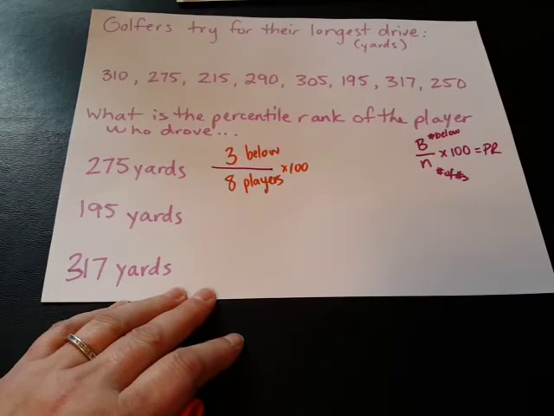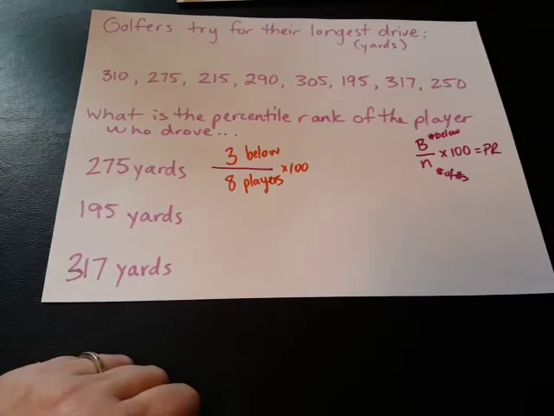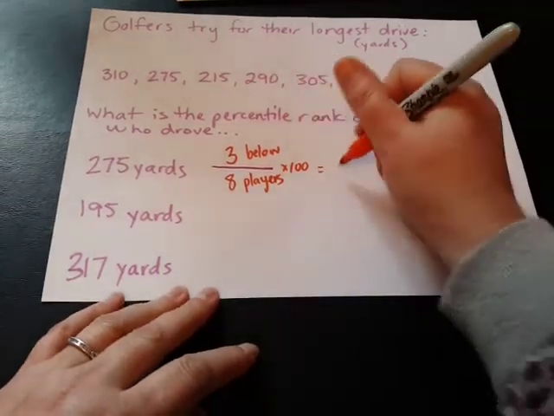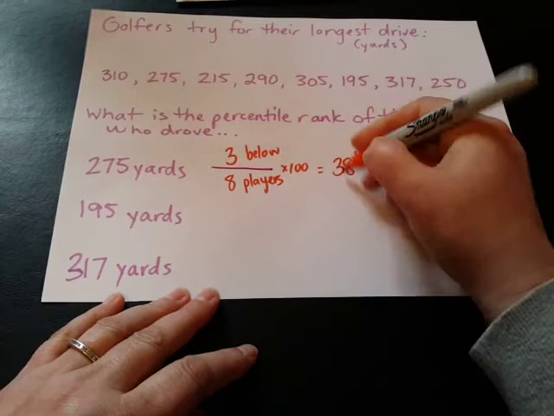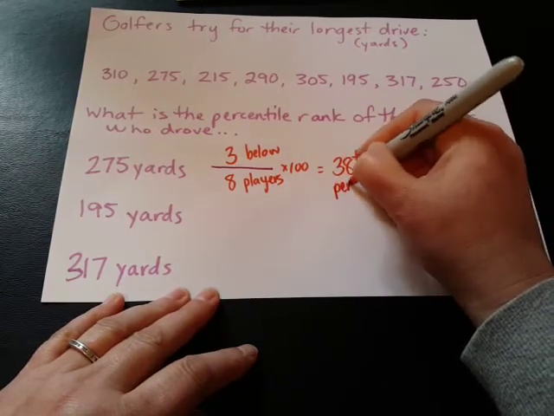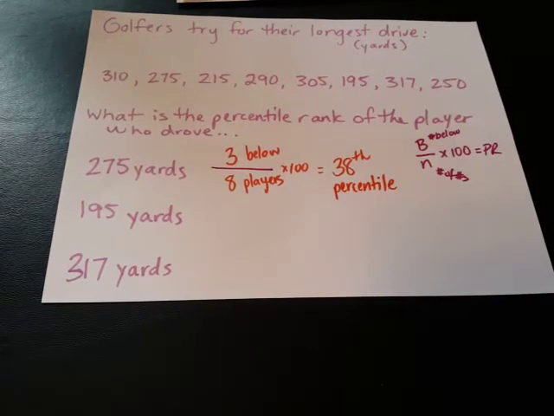So in order to calculate this, we're going to do top divided by bottom and then times it by 100. And we always use a whole number as well. So we'll say that this is in the 38th percentile. And what that means is that 38% of the other players were lower than this player, or had a drive that was below that player.